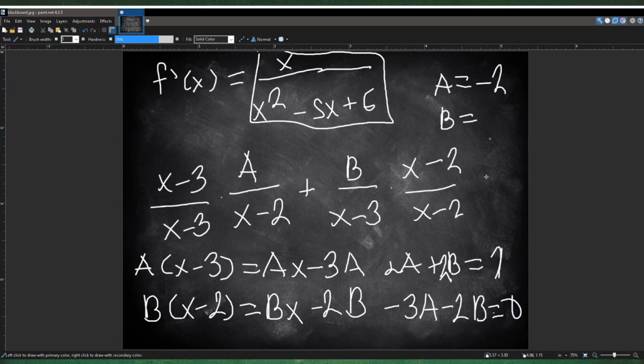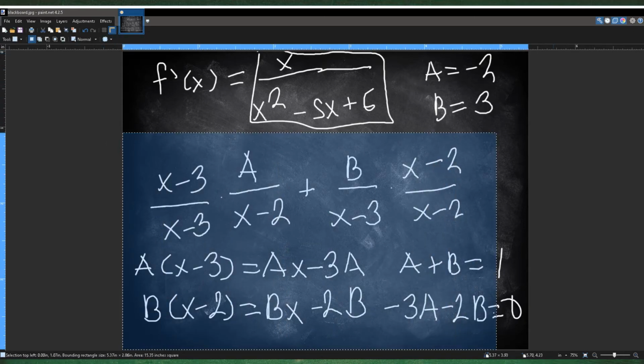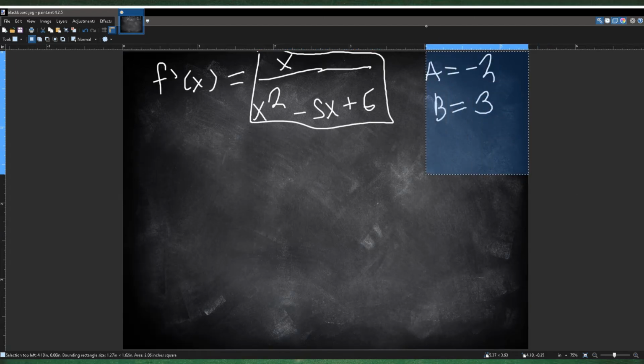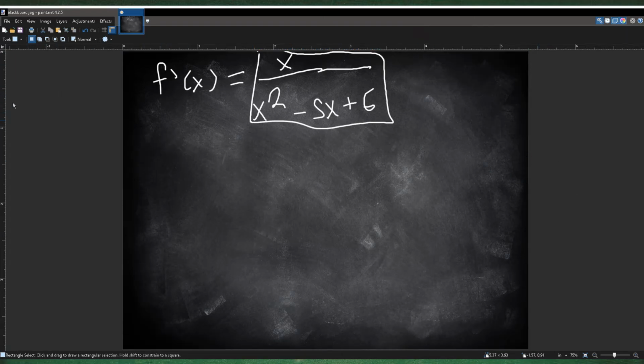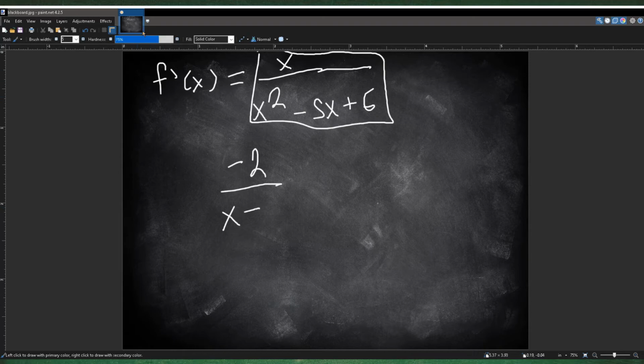Now we have b. Solving for b, we could plug it back into one of these equations. So a plus b is equal, let's actually erase this so it looks a little bit better. So a is equal to negative 2. And we put negative 2 in for a here, that means b is 3. And that's why we have a is equal to negative 2 and b is 3. Okay, so let's delete this. And now we have negative 2 over x minus 3, I believe, plus 3 all over x minus 2.